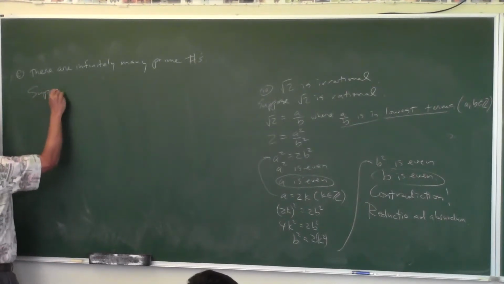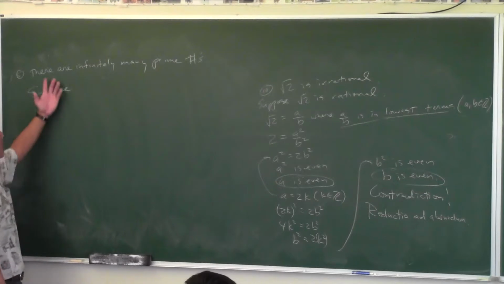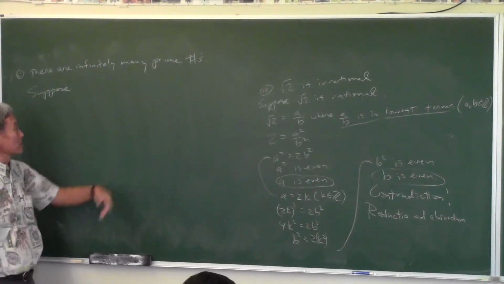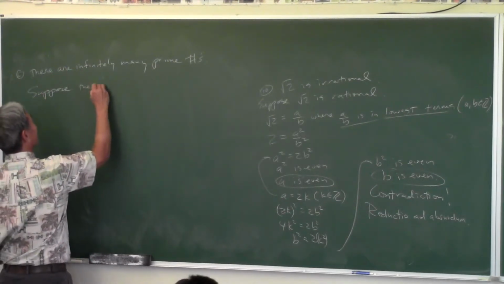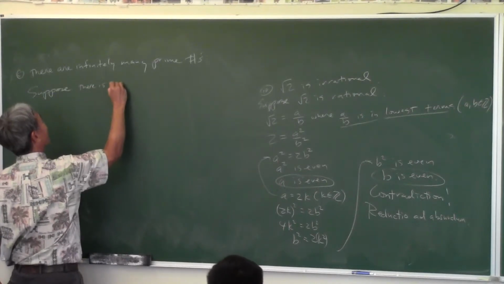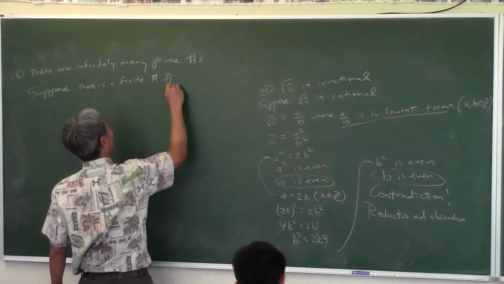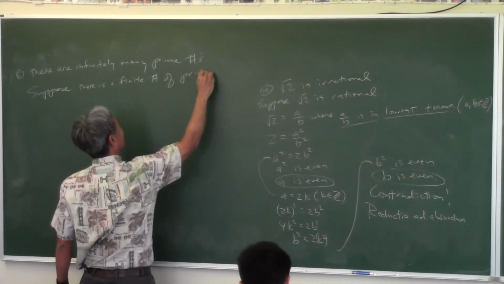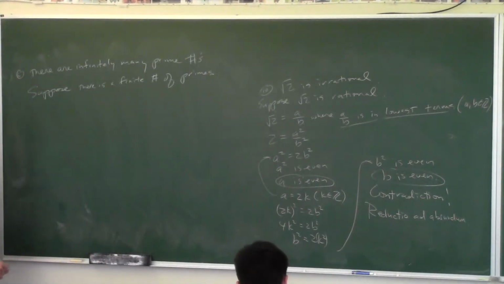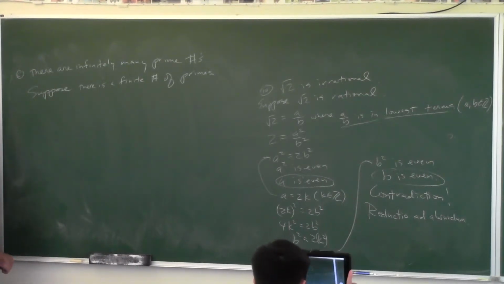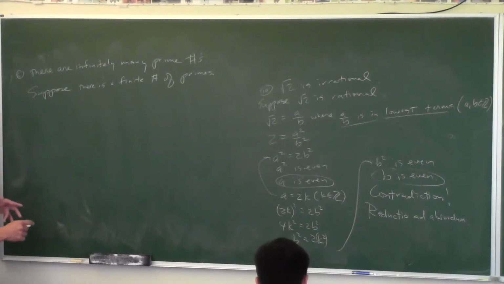Okay, so I think we gotta suppose that this is false. So suppose there is a finite number of primes. Does everybody follow me? Maybe create a list, p1 through pn. Okay, so suppose there's a finite number of primes.